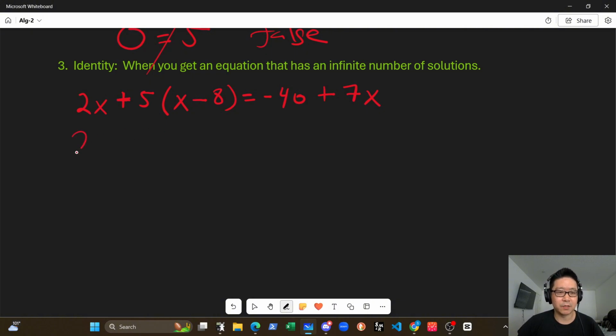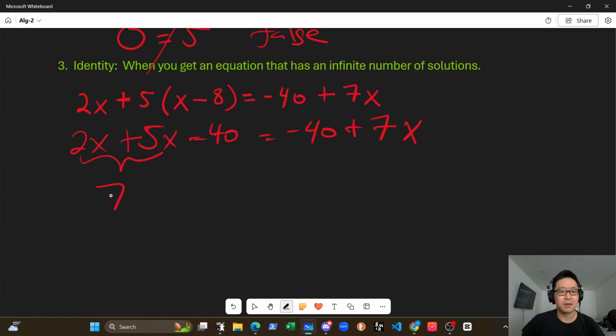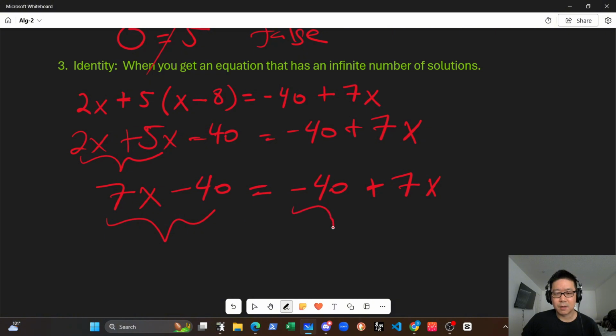So I'm going to simplify. So 2x, we're going to distribute the 5. We get 5x minus 40 equals negative 40 plus 7x. And once again, we can simplify that. So we have 7x minus 40 equals negative 40 plus 7x. And notice how on the left side we have 7x minus 40, and on the right side we have negative 40 plus 7x. These two sides are the same.